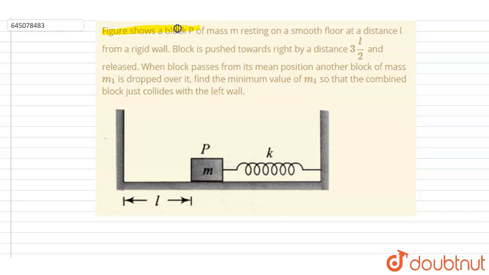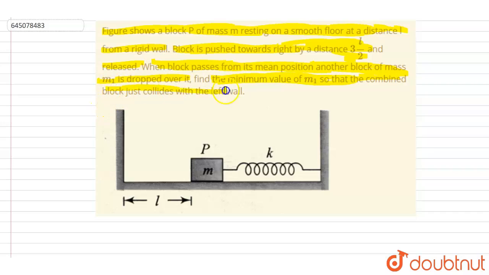Hello everyone. The figure shows a block P of mass m resting on a smooth floor at a distance L from a rigid wall. The block is pushed toward the right by 3L/2 and released. When the block passes through the mean position, another block of mass m1 is dropped over it. Find the minimum value of m1 so that the combined block just collides with the left wall.